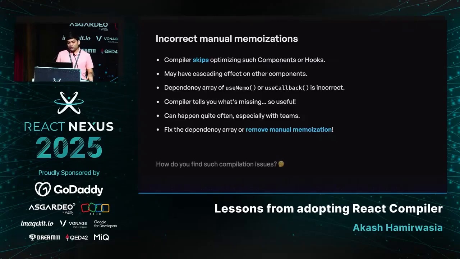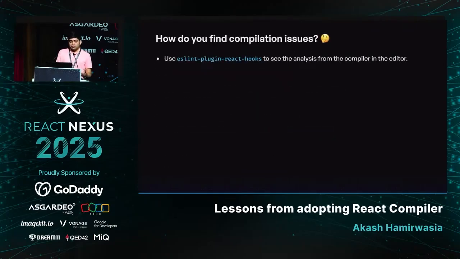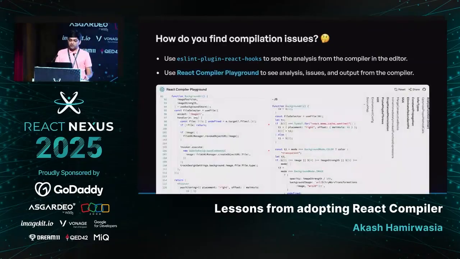Now, how do you find such compilation issues? As I mentioned, use the ESLint plugin that is already out, or you can also use the React Compiler Playground. It's a simple web-based tool where you can just paste the code. It doesn't require npm install or anything. Just paste the code, it will show you the output. You can understand how the compiler works and see the output and the errors that it shows.